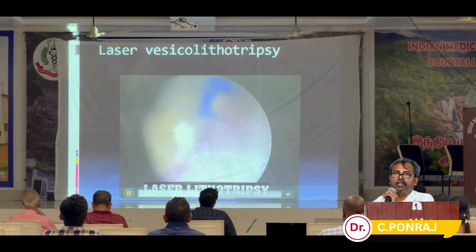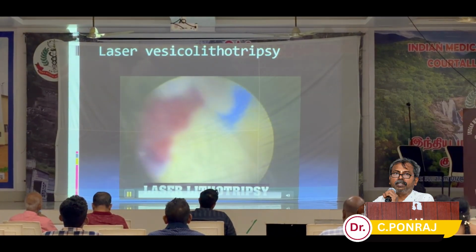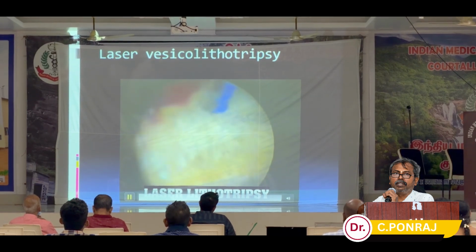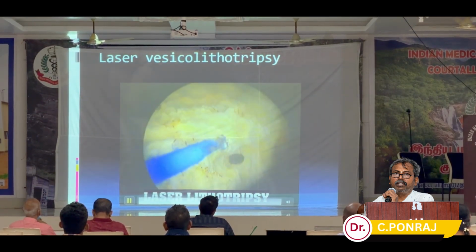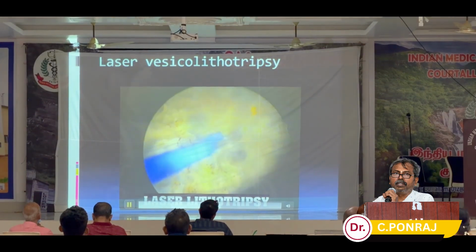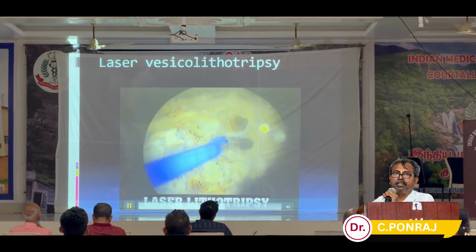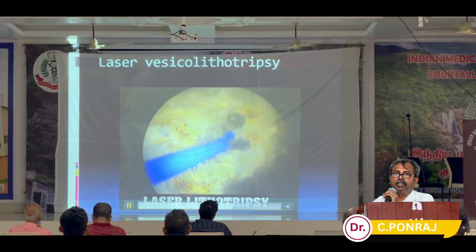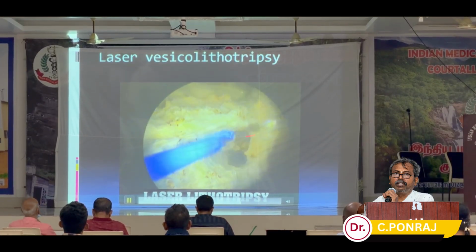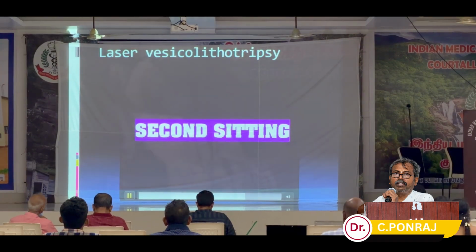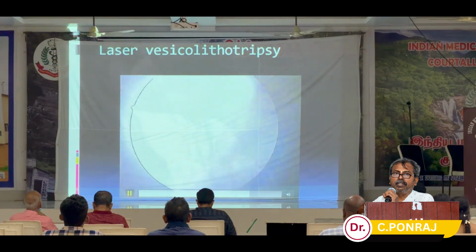Since it was 7 cm in diameter, it was really big. It took quite a large amount of time. See the beauty of the high power laser, it just melts the stone. You are able to see the black discoloration, right? Such stones are difficult to break with lithoclast.